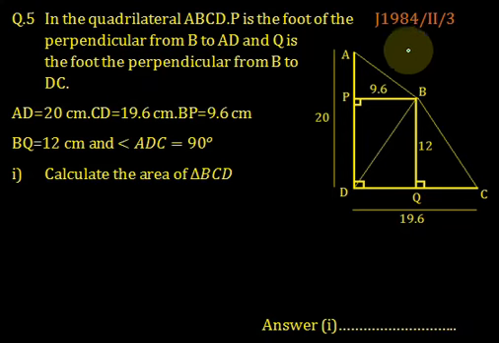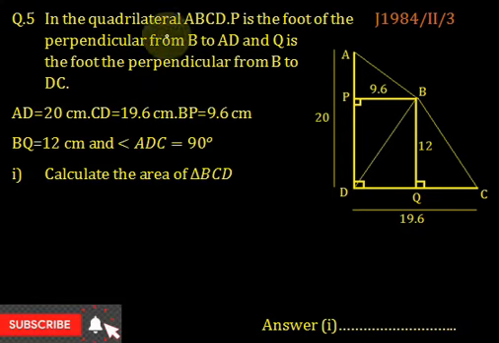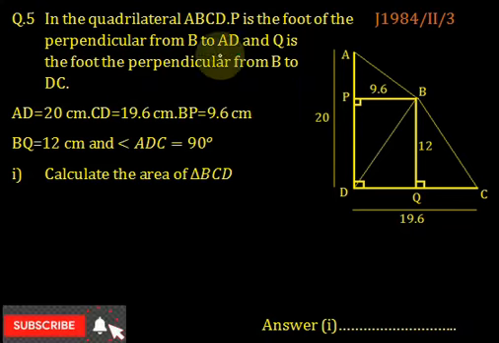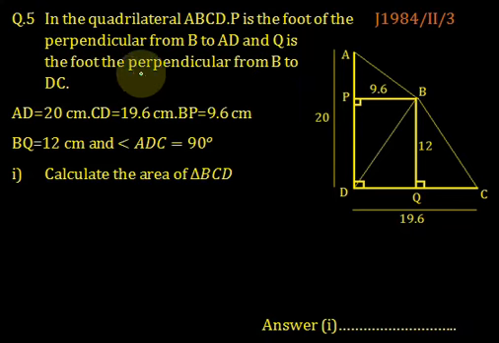Question number 3, paper 2, June 1984. In the quadrilateral ABCD, P is the foot of the perpendicular from B to AD, and the 90 degrees shows that it is perpendicular. And Q is the foot of the perpendicular from B to DC, and the 90 degrees shows that it is perpendicular.